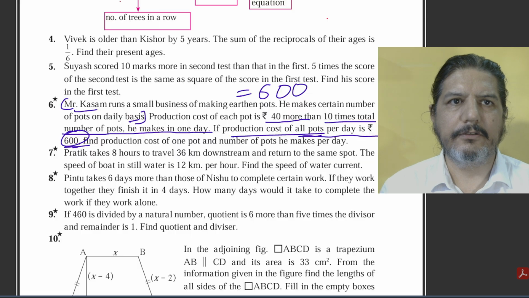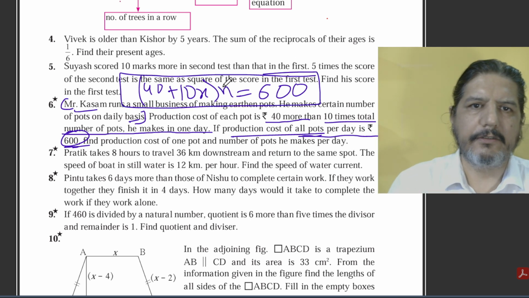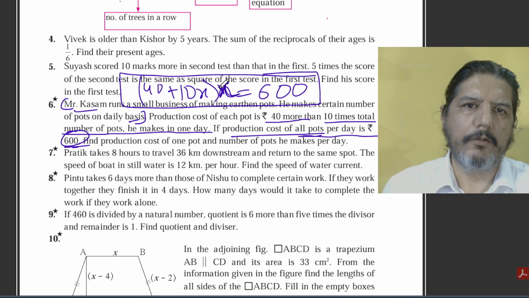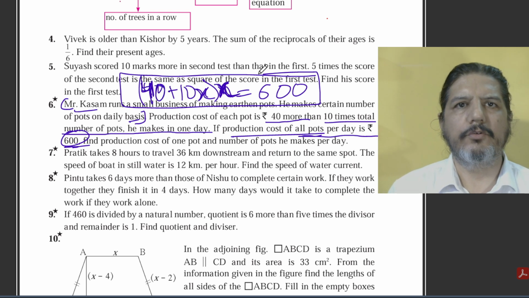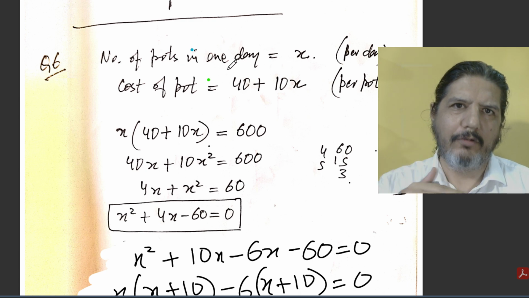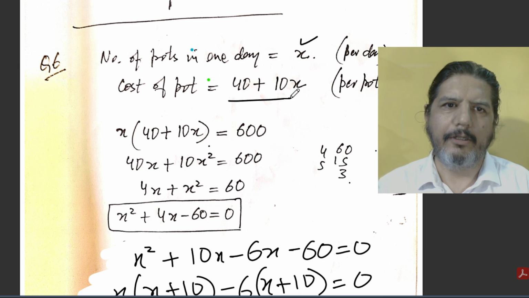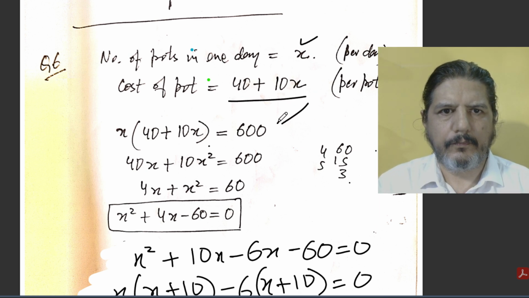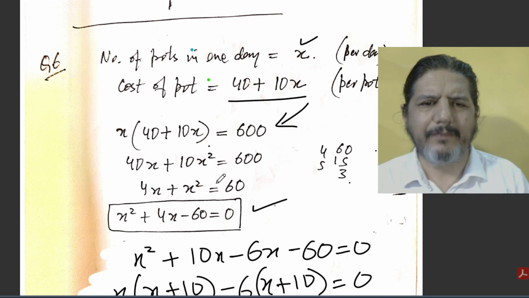So our equation will be 40 plus 10x into x. This will be our quadratic equation, and then we'll have to solve this. So we'll have a quadratic equation in this form: 40 plus 10x into x is equal to 600. This is how we solve the question. The number of pots in one day is x, the cost of a pot is 40 plus 10x, and this is how we'll make the equation: x square plus 4x minus 60 is equal to 0. So you can look at the steps, easy steps.